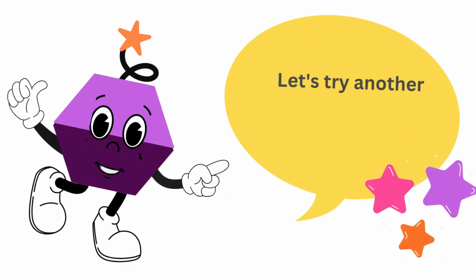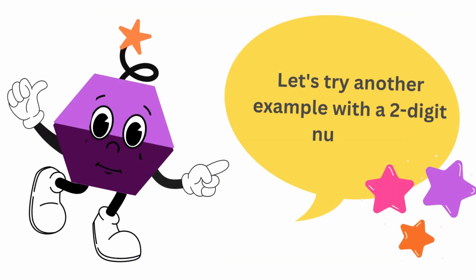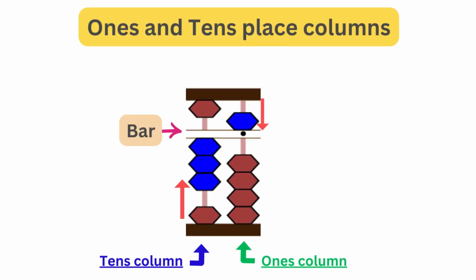Let's try another example with a two-digit number. We will start with the tens column since it's the highest place value. There are 3 lower beads attached to the bar, so we write 3 on top of the tens column. Next, in the ones column, there's one upper bead attached to the bar, which gives us 5, so we write 5 on top of the ones column. Now, the abacus shows the number 35.